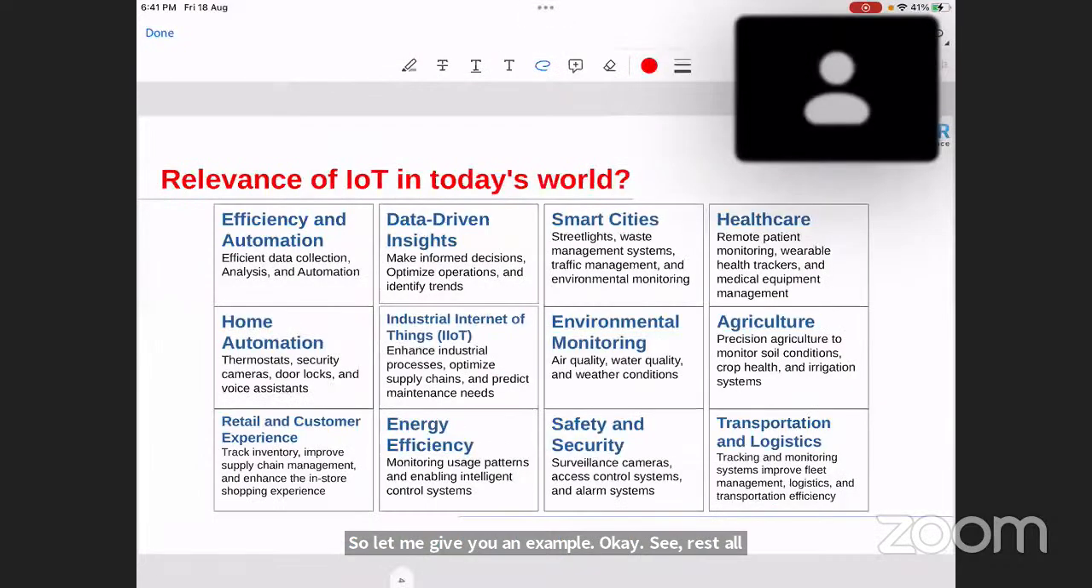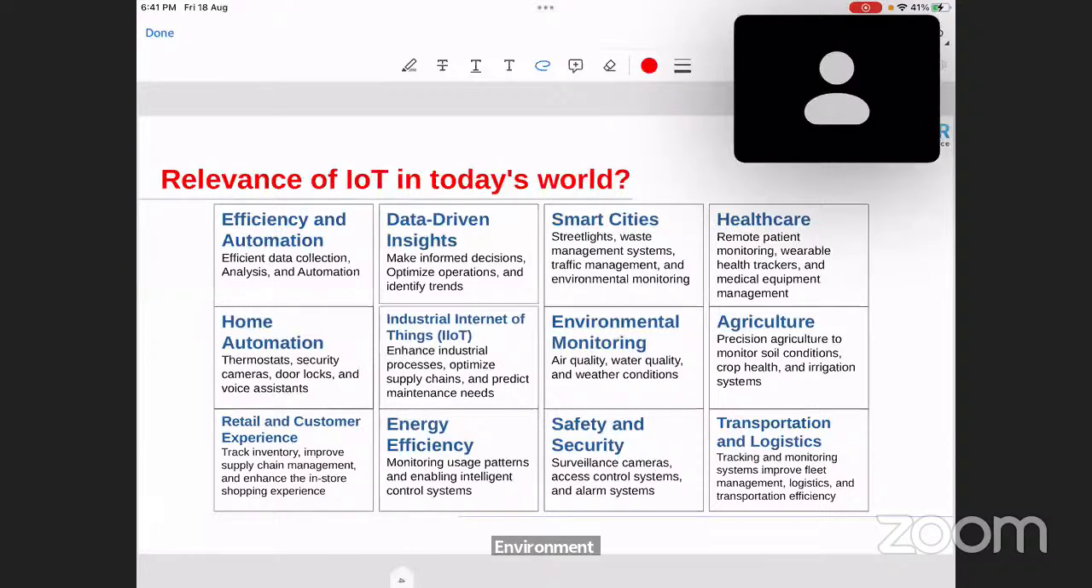But data-driven insight is something we will discuss. Smart cities, smart healthcare, home automation, industrial Internet of Things, environment monitoring, agriculture, retail and customer experience. I will give you examples for each, from my own experience working in this field. So I will give you an example of efficiency and automation.